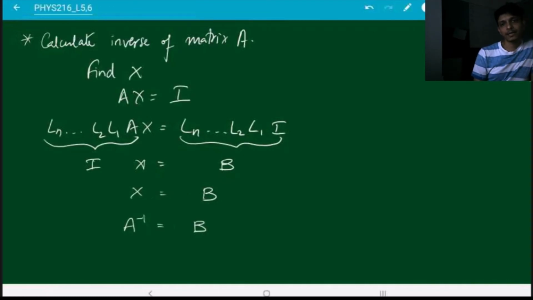So by performing this series of elementary row transformations, we have made sure that on the left hand side we get identity, and automatically whatever you have on the right hand side becomes the inverse of this matrix.